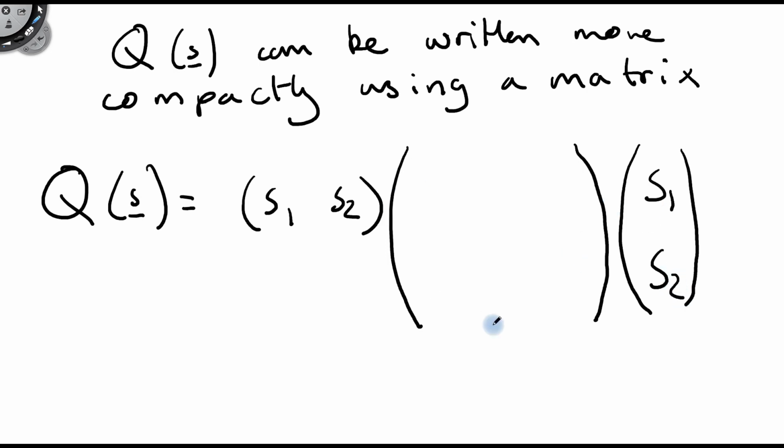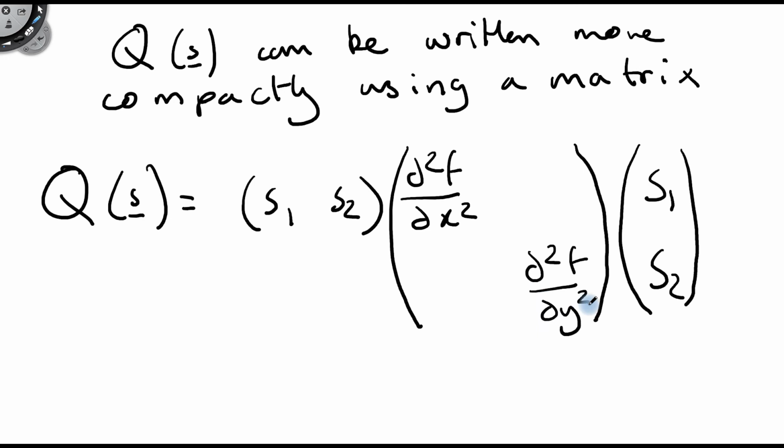So we had 4 terms before, and we've got a 2 by 2 matrix, and each of these is going to be the coefficients on the terms in that previous expansion. So in the diagonal, we have d2f by dx squared, d2f by dy squared. Let's see how that works. The way to think about it is work from right to left. First of all, multiply d2f by dx squared by s1, and then pre-multiply it again by s1. That gives the s1 squared term. Equally the d2f by dy squared with s2 gives the s2 squared term.